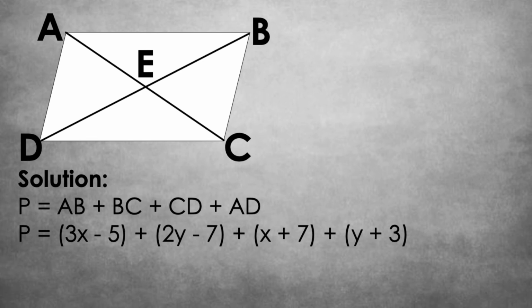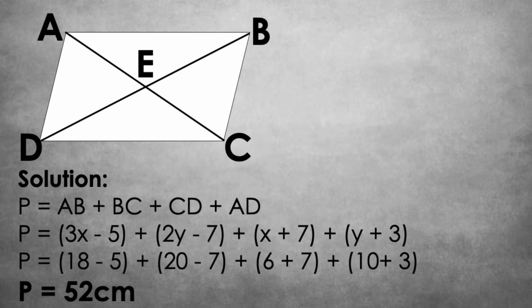3 centimeters. Substitution, we have 3 times 6 minus 5 plus 2 times 10 minus 7 plus 6 plus 7 plus 10 plus 3 centimeters. Therefore, the perimeter is equal to 52 centimeters. Let us have another example.